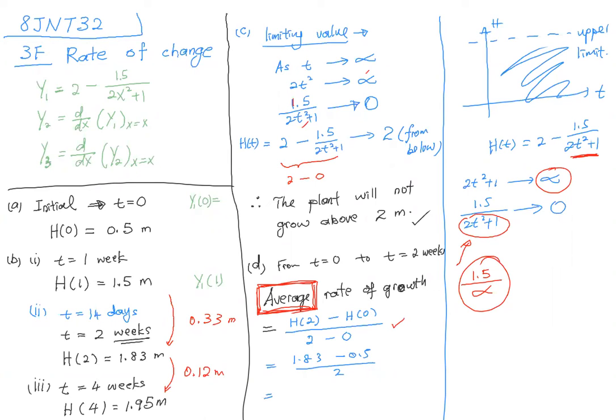Xingran, can I have the answer? 0.665. Okay, give me the unit of measurement. This is in meter, this is in week. So what is a meter per week? Yeah, meter per week.